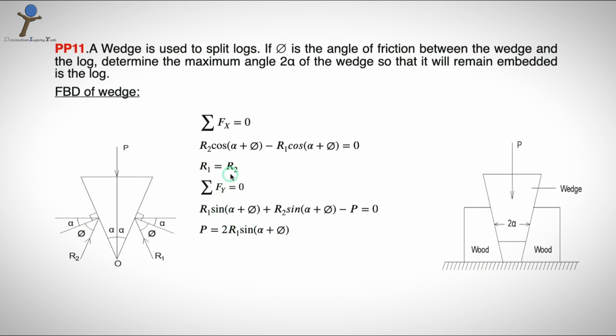So, using these two equations, you are able to find the applied force P is equal to 2R1 sin(alpha plus phi). So, P is a function of friction angle, wedge angle and the reaction force. Now, getting into the second part of the problem.